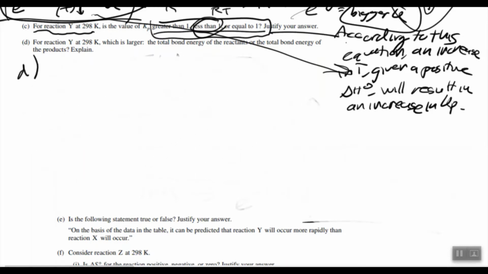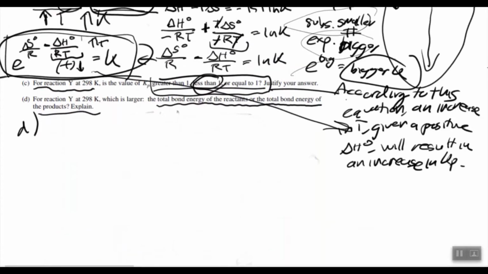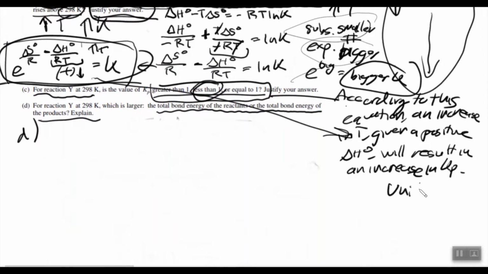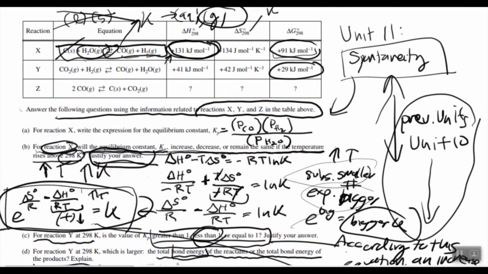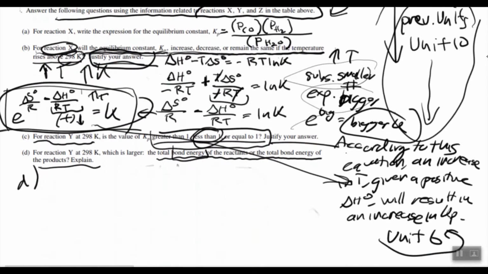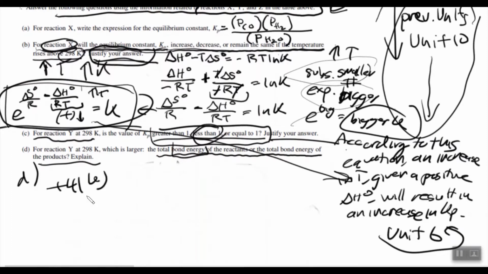Part D says, for reaction Y at 298 Kelvin, which is larger, the total bond energy of the reactants or the total bond energy of the products? Explain. So this is going back to Unit 6. Note that we're going back into the past, but that's fine because we can do this. So we know that bond energy is related to delta H. So the delta H for reaction Y is actually positive 41 kilojoules per mole of reaction.